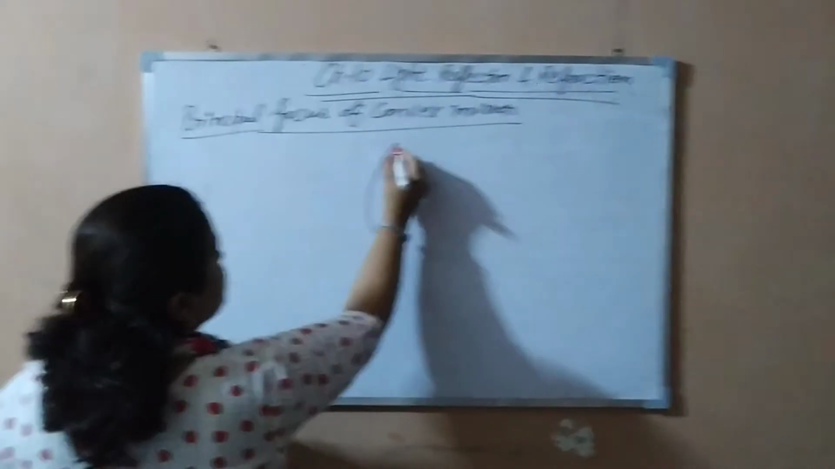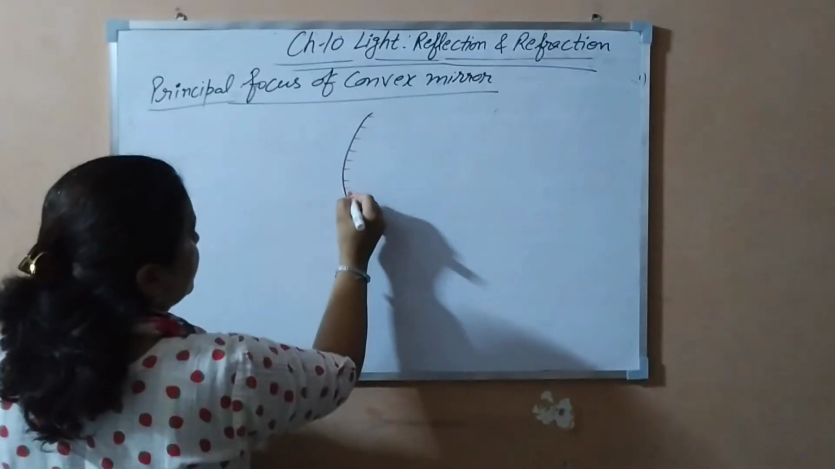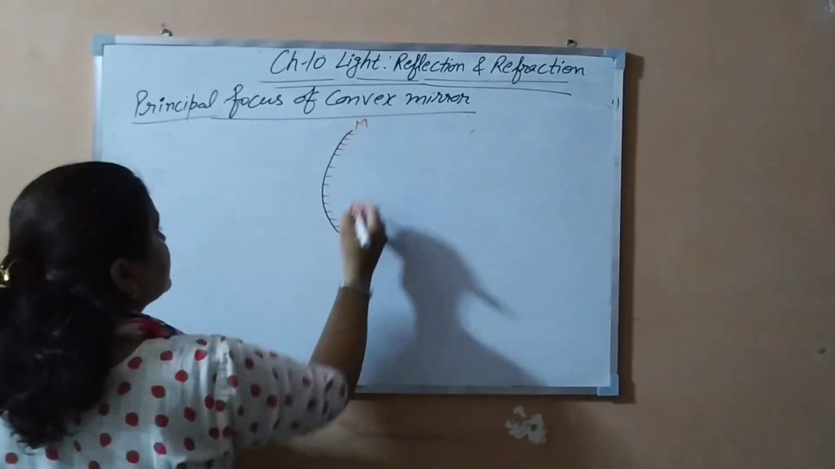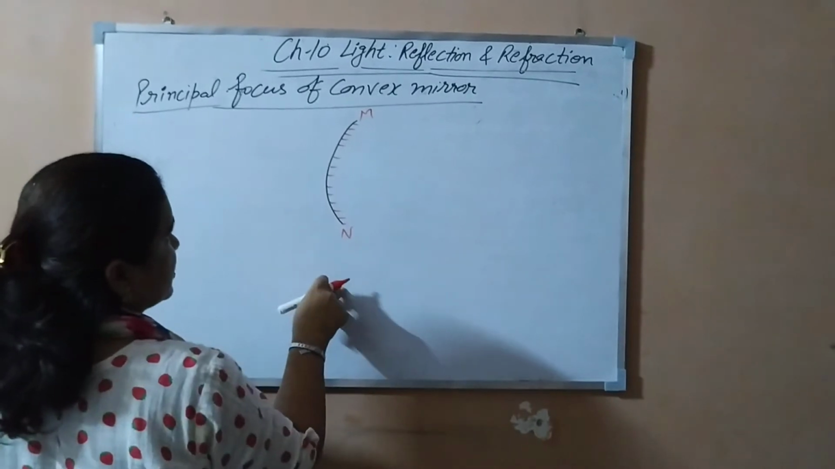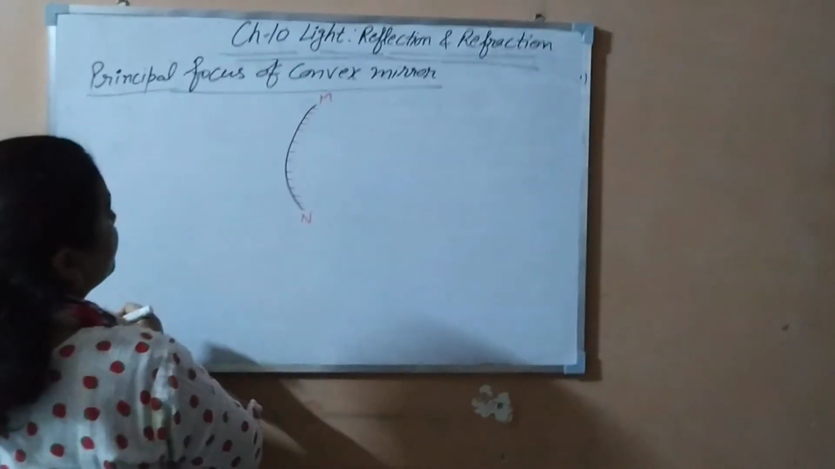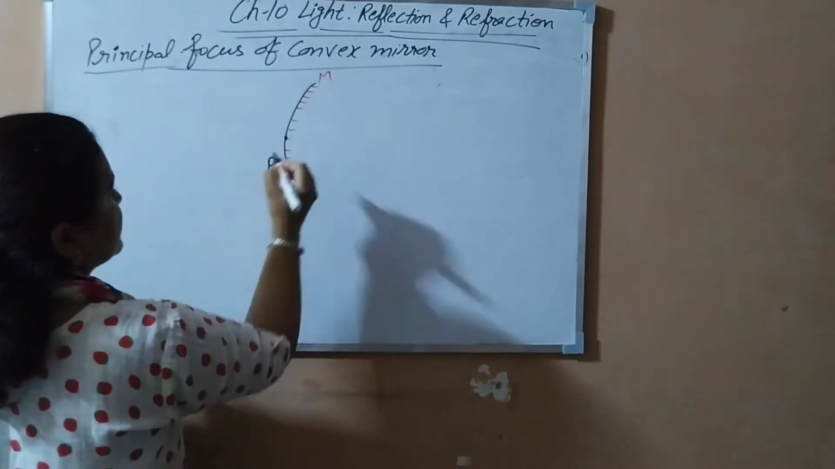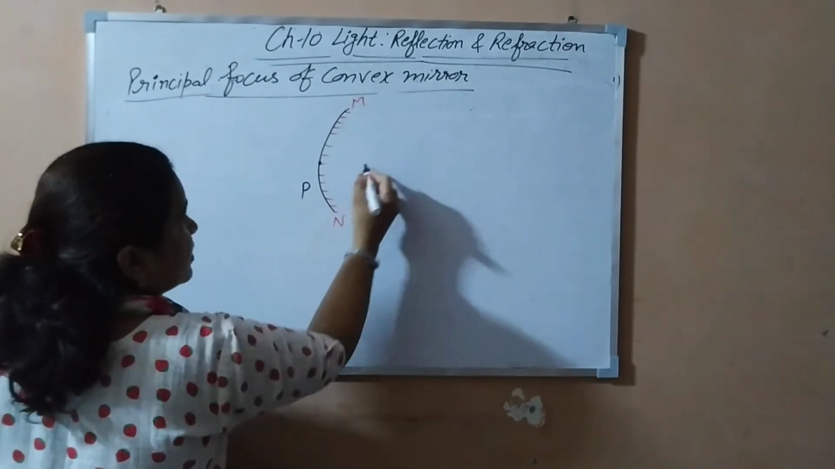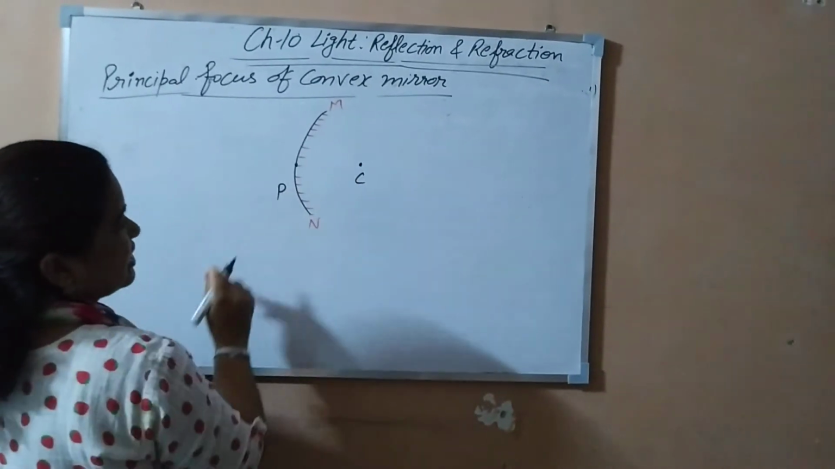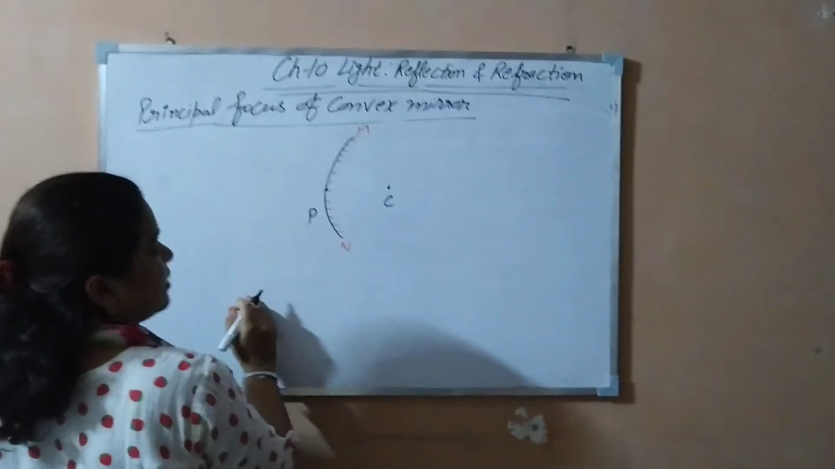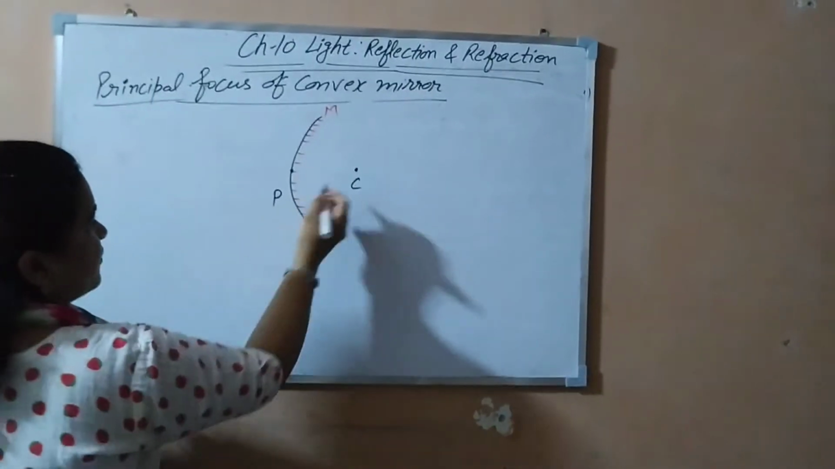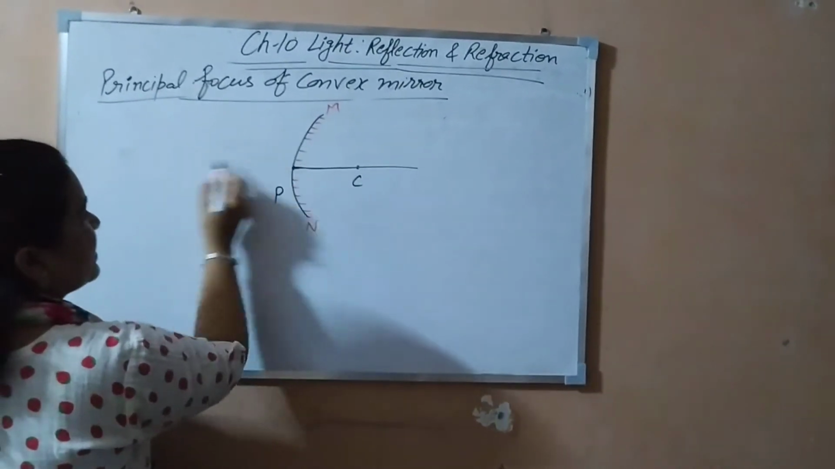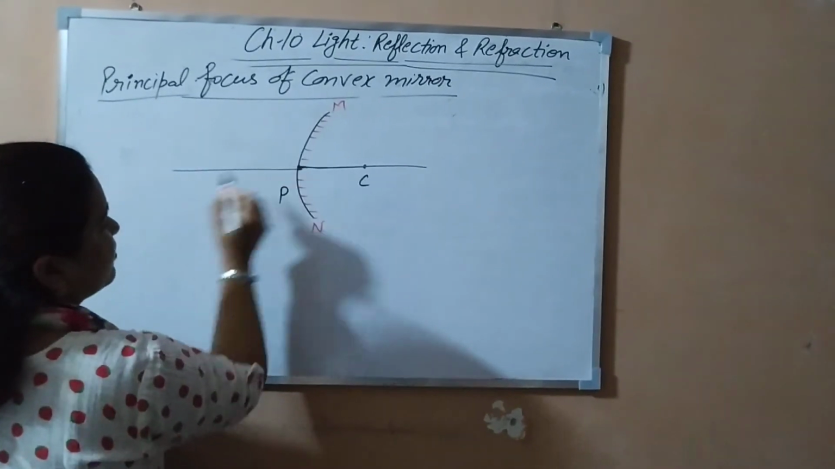The bent-in surface has the silver coating, and this bulging out or curved outward surface is reflecting. So what is this MN? This MN is called the aperture. Again, the midpoint of this is known as the pole. Now if you complete this hollow sphere on this side, its center lies opposite to the reflecting surface, behind the mirror. Join this line. This is known as the principal axis. Now we can extend this principal axis on either side.